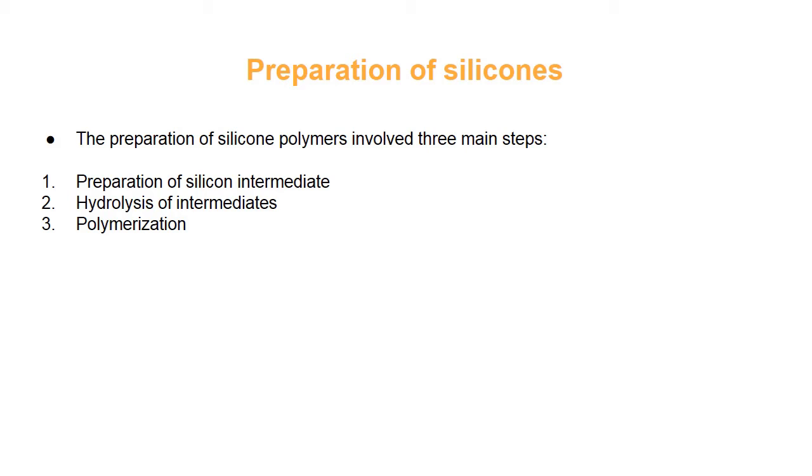Now we know how silicon is produced. Let's see how silicones are produced. The preparation of silicone polymer involves three main steps: preparation of silicon intermediates, hydrolysis of intermediates, and polymerization.